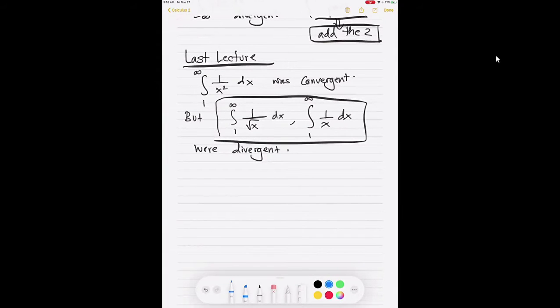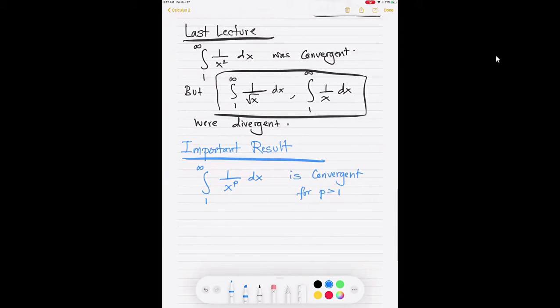So there's a very important result, which is, if you have the integral from 1 to infinity of 1 over x to the p dx, where p is any number, then this is convergent for p greater than or equal to 1. Sorry, greater than 1, which is this one. And it is divergent for p less than or equal to 1.